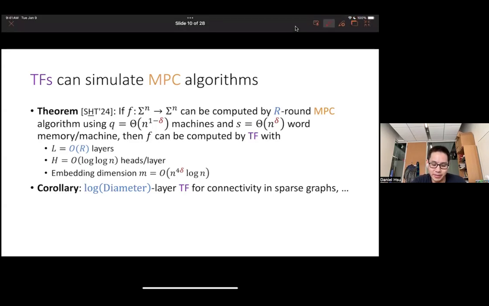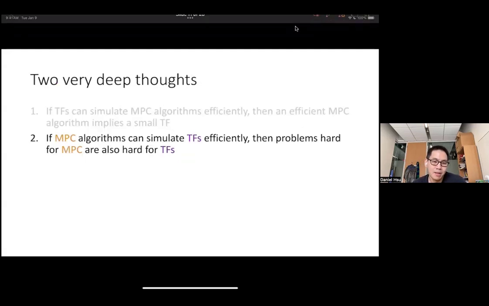This is more like S to the 4. So this would not be such an interesting transformer, because now the embedding size has to be as large as the entire input. But modulo this issue, this is a fairly efficient simulation. Okay, so that's the first result that we have that connects transformers to MPC.